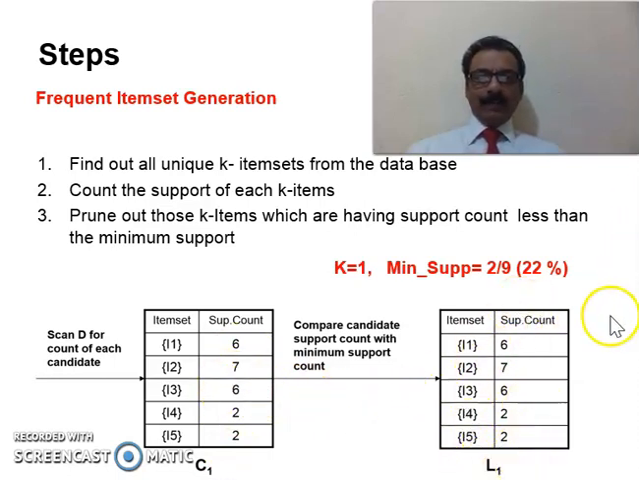So that is what we have done in the first step. That is, with one item sets, we have got the candidate item sets which are used for checking whether they fulfill the minimum support criteria or not. If an item set fulfills the minimum support criteria, it will be eligible to be in L1. L1 is the frequent item set of one item sets.